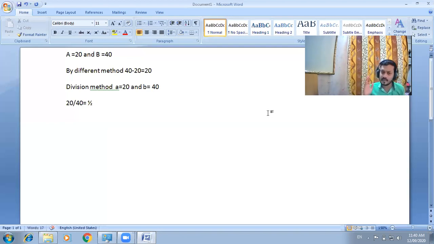Remember, in the division method, again we compare the same kinds of magnitude or quantities: weight, liters, marks, and so on, but only the same kinds. Now if you want to compare the same things, our third method is the average method.